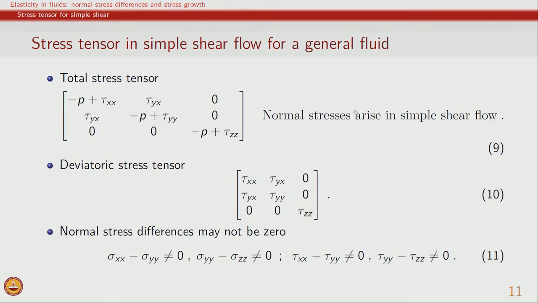So, given that normal stresses arise in simple shear flow, the overall deviatoric stress tensor will also have 5 components, 2 of which are the same, tau yx. Therefore, there are 4 independent components of stress which are to be solved.